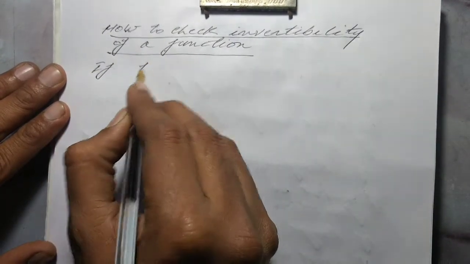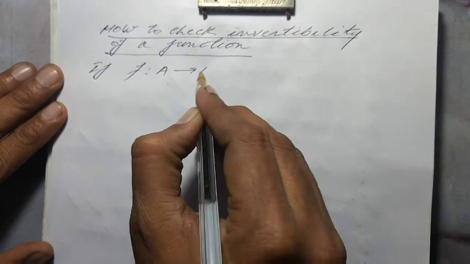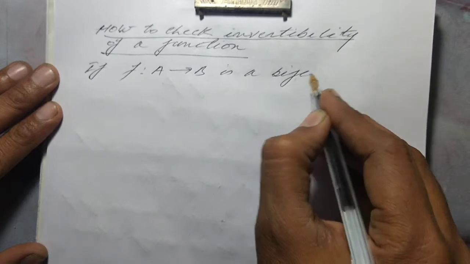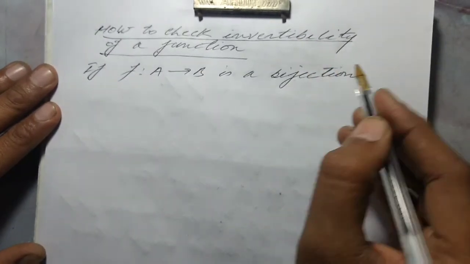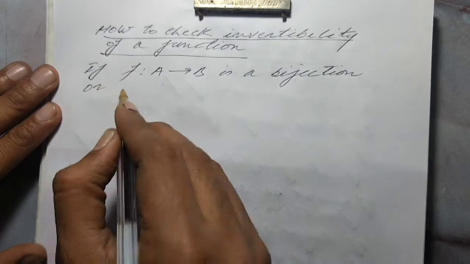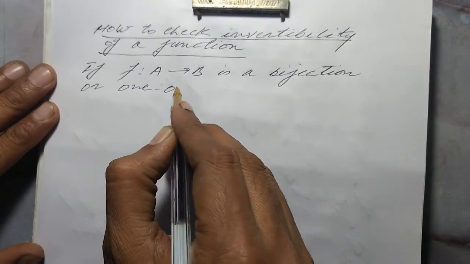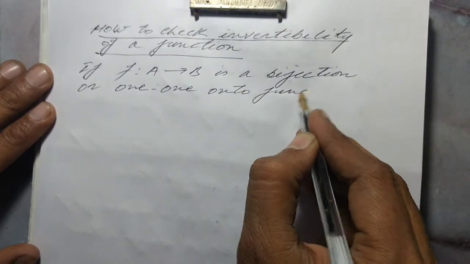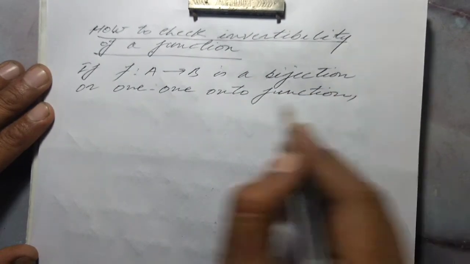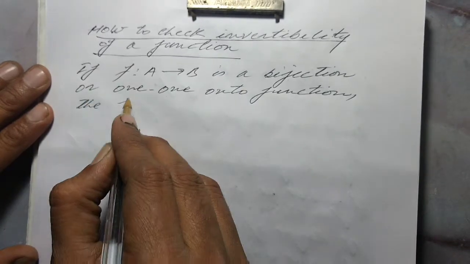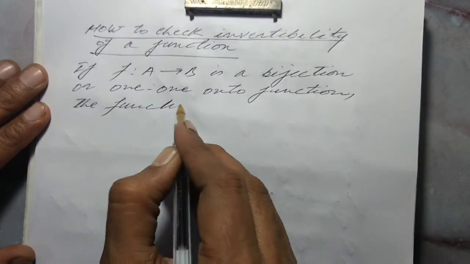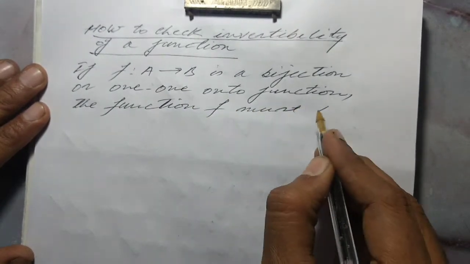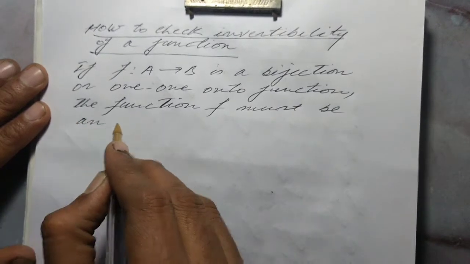If f from A to B is a bijection, or one-one onto function, the function f must be an invertible function.